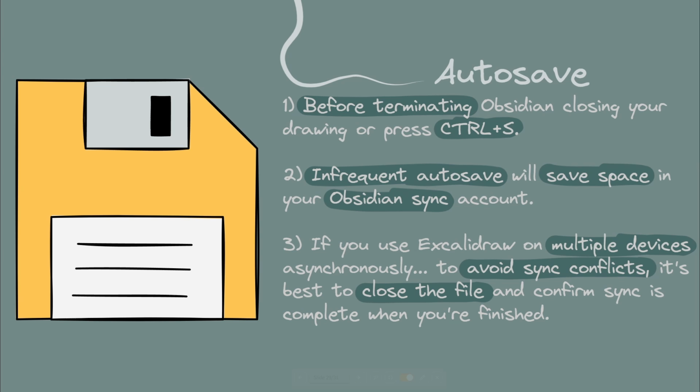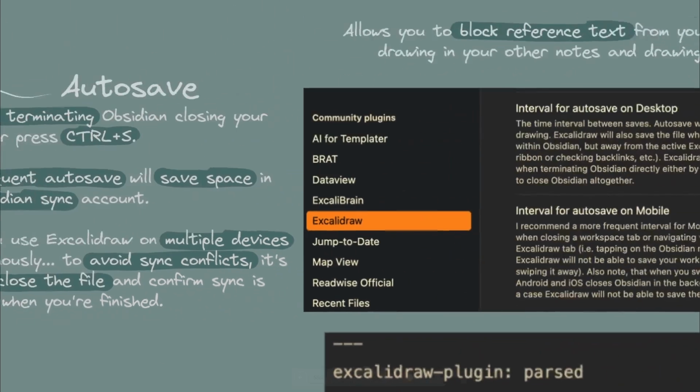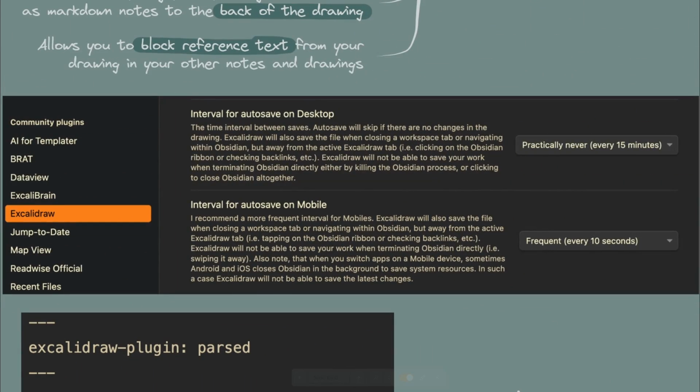When I finish working on my MacBook at night, I make sure Excalidraw is closed and Obsidian syncs before going to sleep. This way, in the morning, at my desktop or my tablet, I can safely continue working on the drawing. In plugin settings, under saving, you can define different autosave intervals for desktop and for mobile.